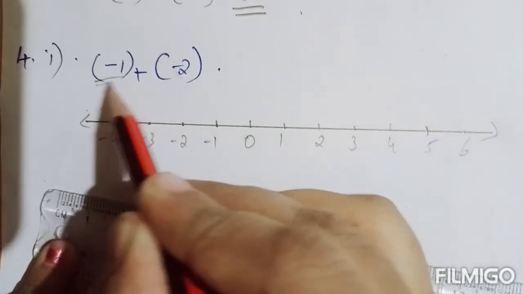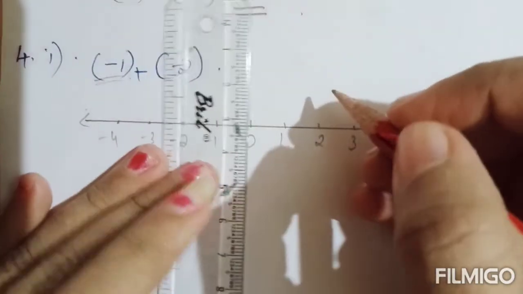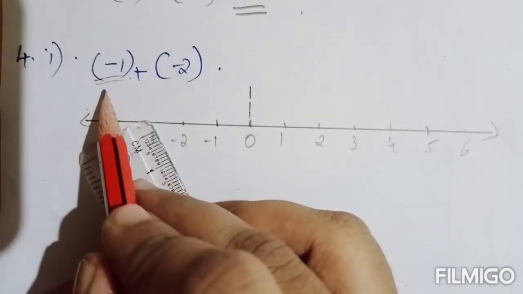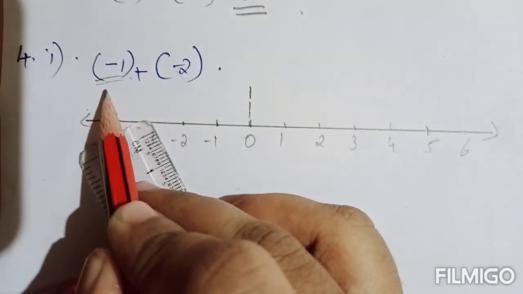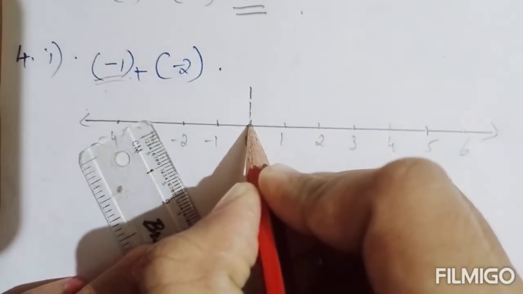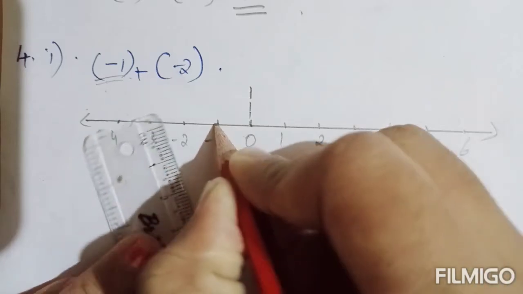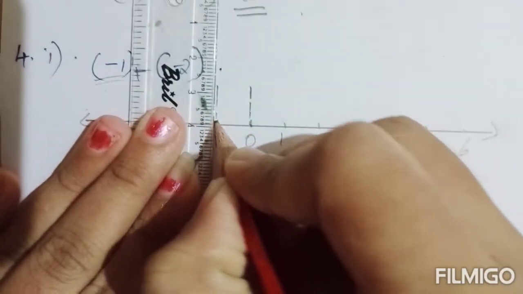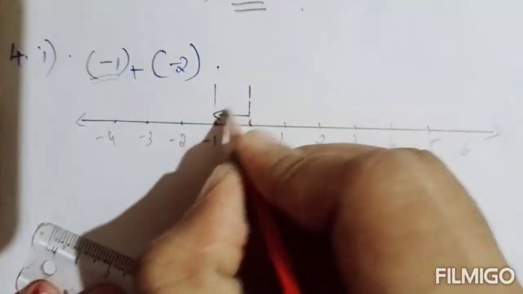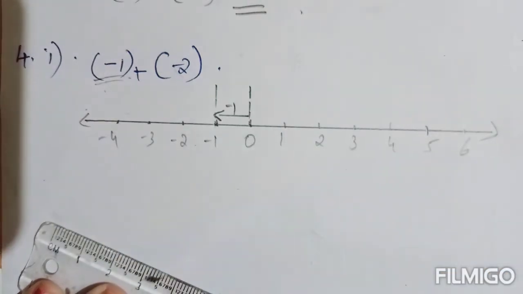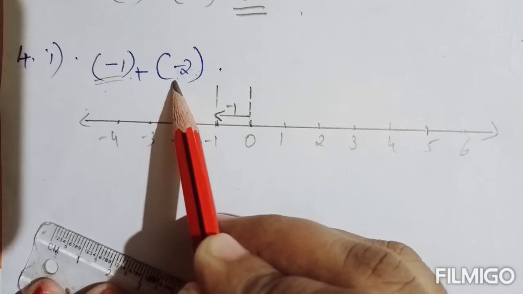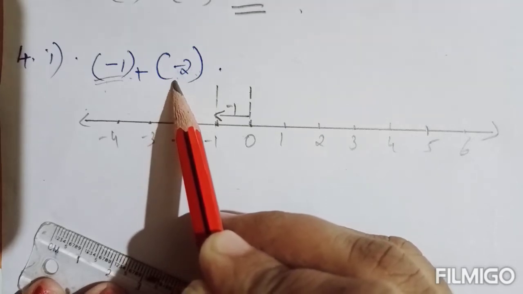So the first integer is minus 1. So starting from 0. You have to start from 0. That you know. The first integer is minus 1. So what to do? Move 1 unit towards the left. Okay, starting from 0. You can move 1 unit towards the left. So this is 1. Okay, moving 1 unit towards the left, you will reach at a minus 1. Now you can draw an arrow like this towards the left side. This is minus 1. Okay. Next integer it is minus 2. So again a negative integer. So again you have to move 2 units towards the left.